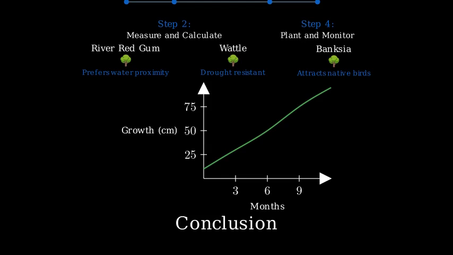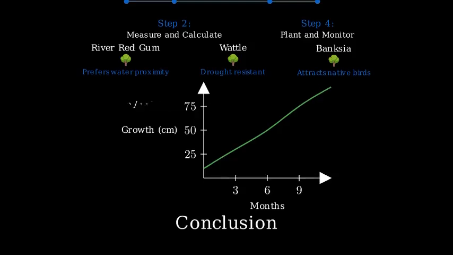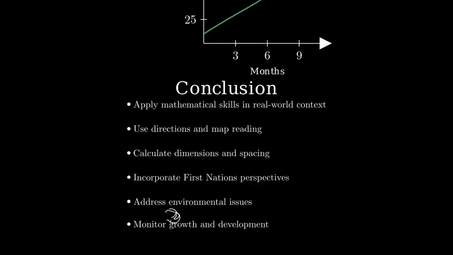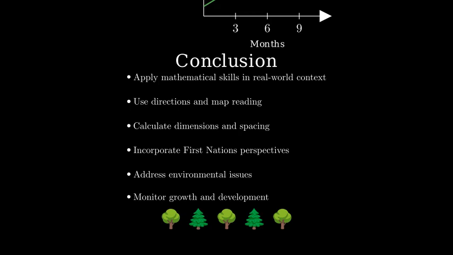To summarize, the VM Numeracy Unit 2 Tree Planting Project integrates mathematical skills with environmental action. Students apply directions and map reading to plan their planting area, use dimensions and calculations to determine the number of trees needed, and incorporate diverse perspectives, particularly those of First Nations peoples, to select appropriate native species. This project demonstrates how numeracy skills can be applied to real-world environmental challenges.